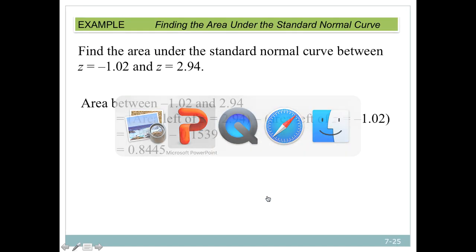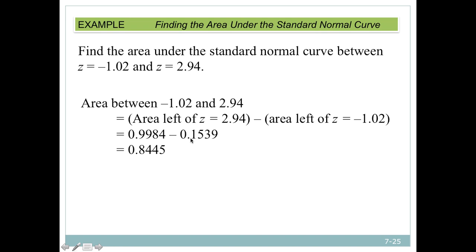So if you recall from a few slides back, when we are worried about between type probabilities, all we do is look up both values on the table and then subtract the two in an order such that we get a positive answer. You would never want a negative answer because you're not going to have a negative area. It just doesn't make sense. So in this case, you take the 0.9984 minus the 0.1539, and you should get a probability of 0.8445.